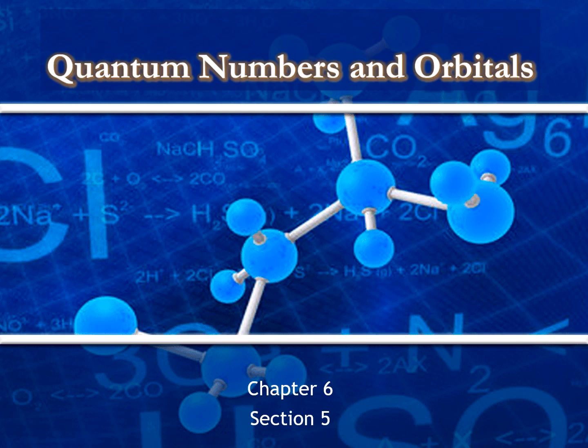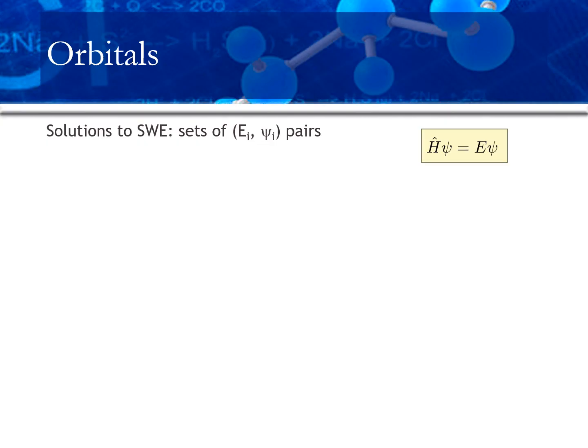In section 5 of chapter 6, we want to look at some of the implications of the solutions of the Schrödinger equation for hydrogen atom, and this is going to lead to the concept of quantum numbers and orbitals. So let's start by defining orbitals.